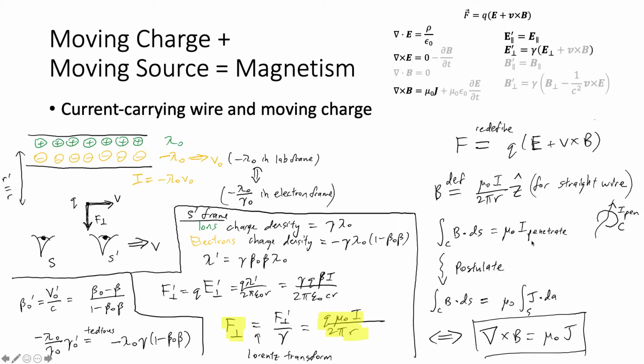Now we postulate, remember that this is a postulate, and after all Maxwell's equations are postulates, we postulate that this holds for a wire that is not completely straight as well. And if we apply Stokes' theorem, we get Ampere's law, and it's going to be one of Maxwell's equations. However, it's still missing a term over here, which we will add later.